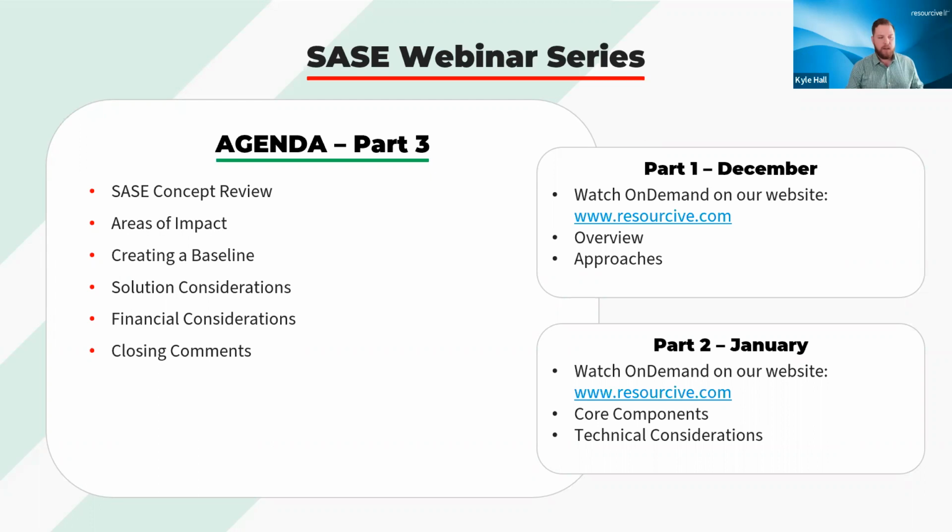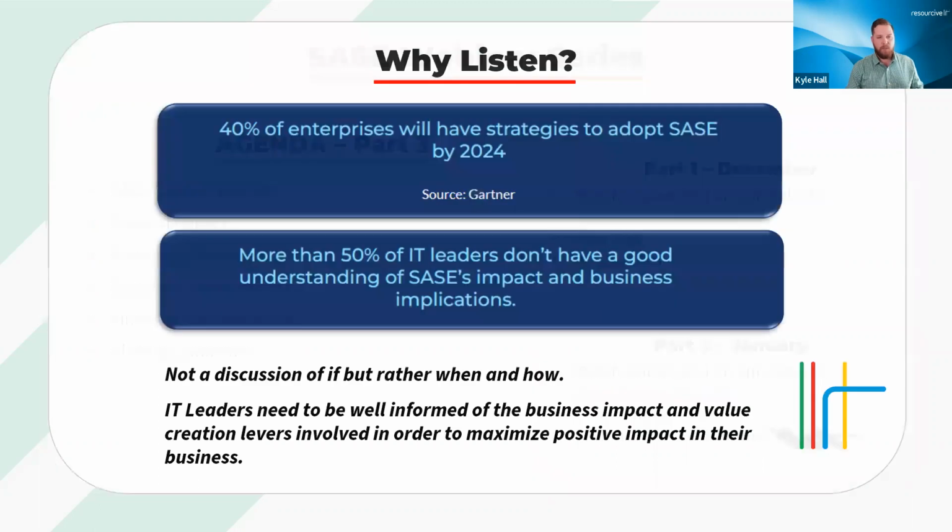Before we get into those details, just a little bit of why we see it as important, why we're talking about it. Gartner's saying 40% of enterprises will have strategies to adopt SASE by next year. And every time I see this number, it's revised upward. Absolutely. A lot of tailwinds to this, for all the reasons we talked about in the previous portions of this series.